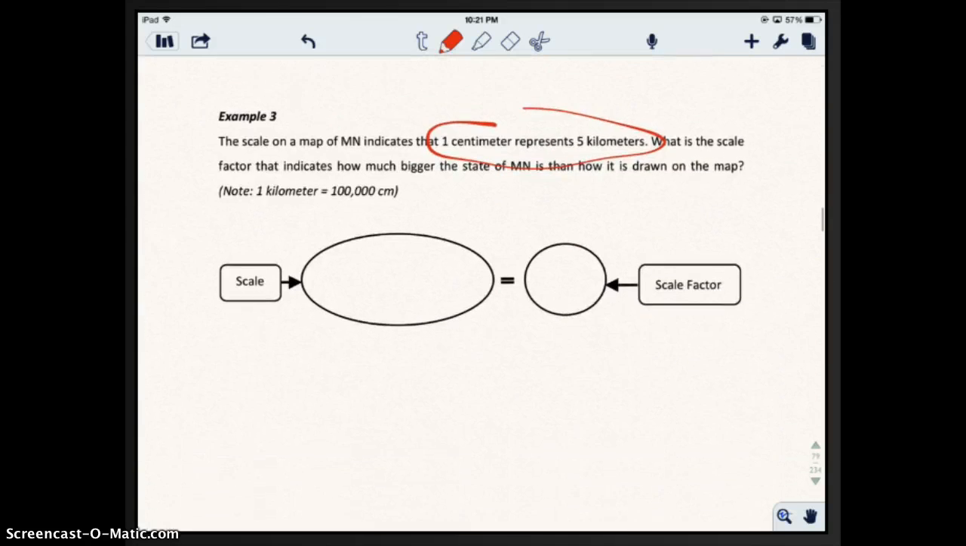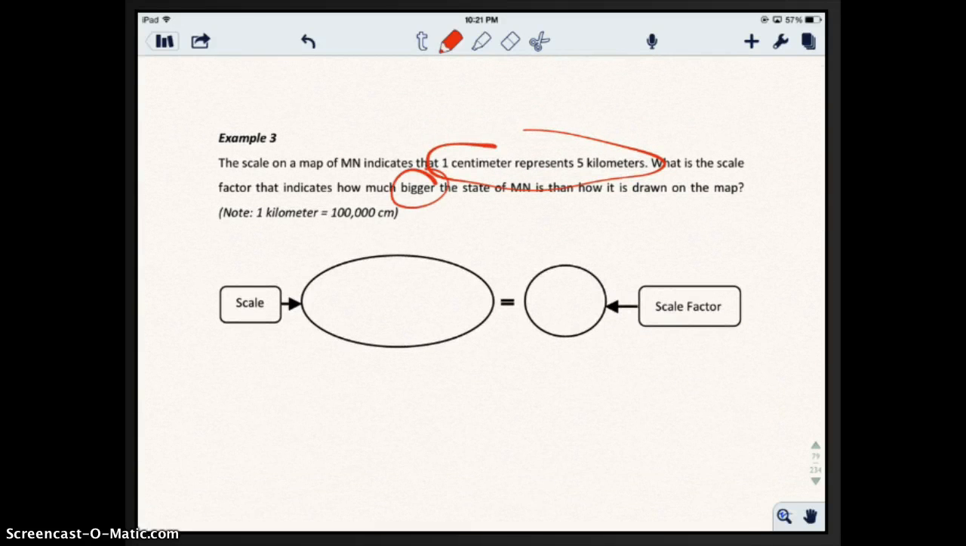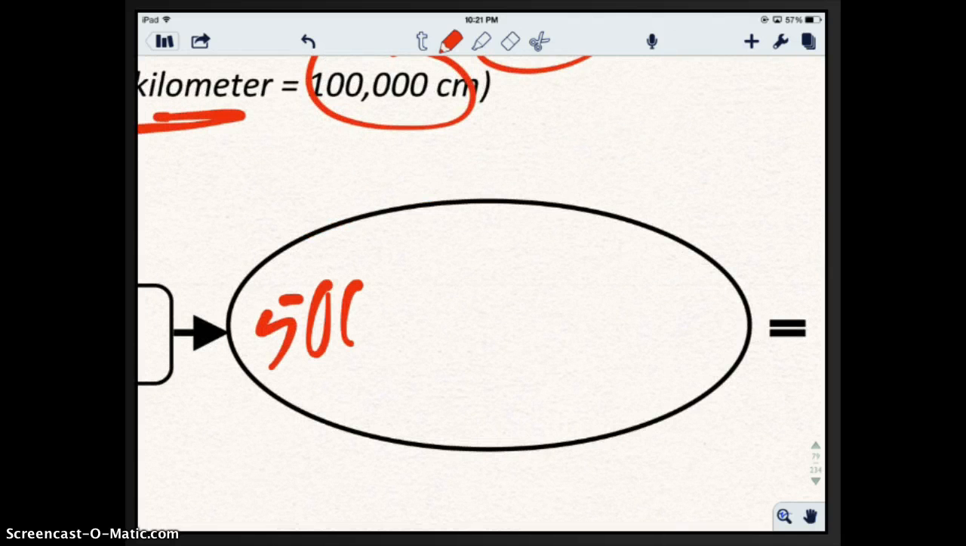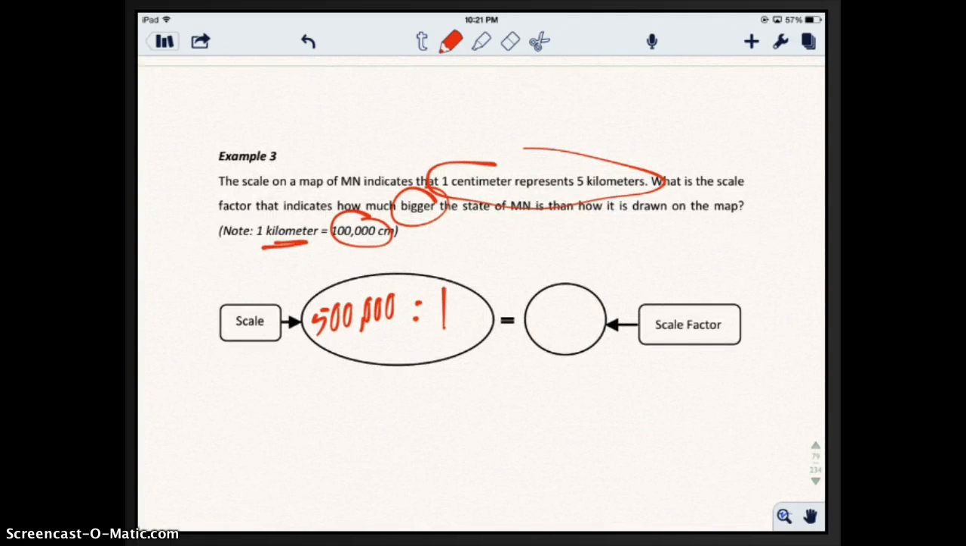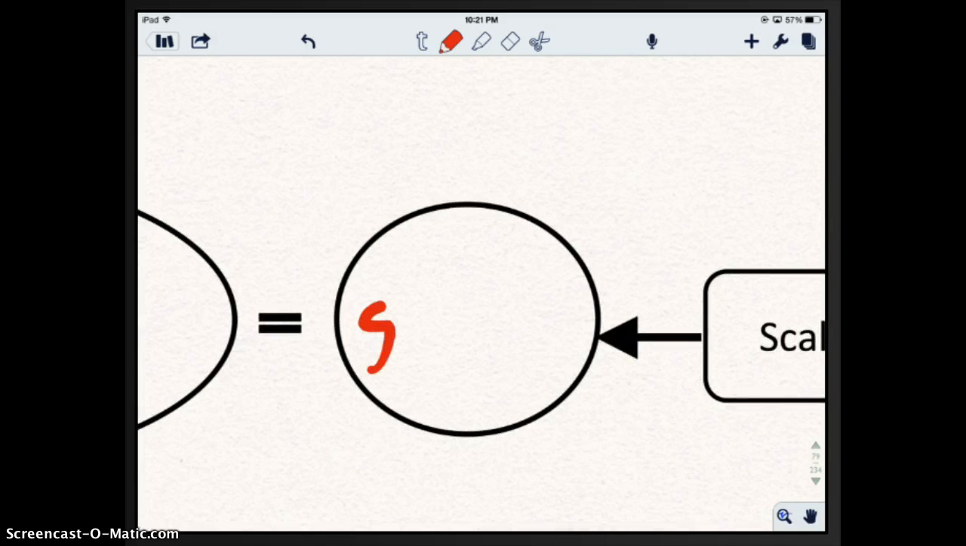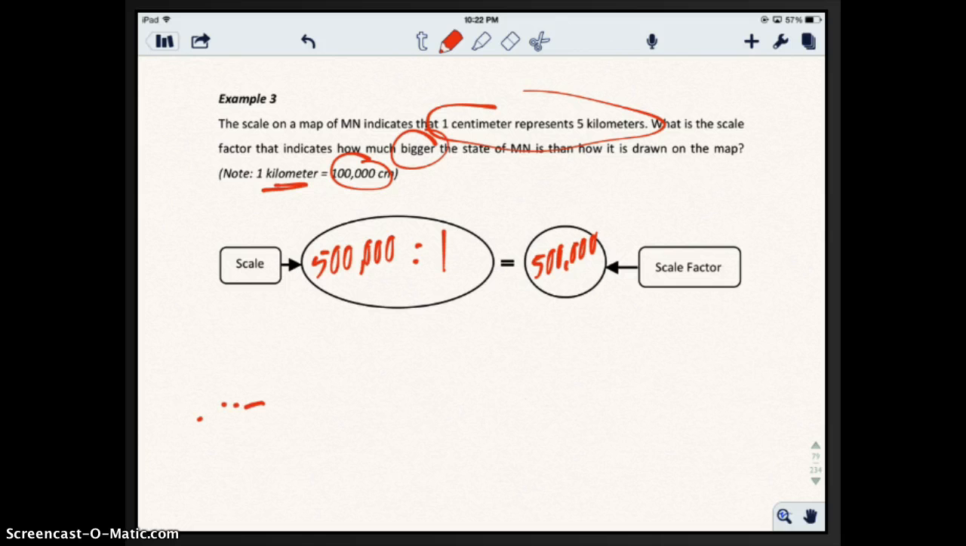Whew. I caught that because I was reading this, that how much bigger the state of Minnesota is than it's drawn on the map. So 1 centimeter on the map represents 5 kilometers in real life, and 1 kilometer is 100,000 centimeters, so 5 kilometers would be 500,000. So 500,000 centimeters to 1 centimeter is this ratio. So the scale factor is 500,000. So basically the state of Minnesota is 500,000 times larger than the map.